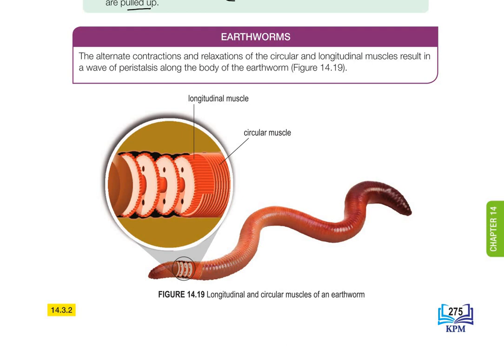Okay, so we continue with the earthworm. Earthworms: the alternate contractions and relaxation of the circular and longitudinal muscles result in a wave of peristalsis along the body of the earthworm.